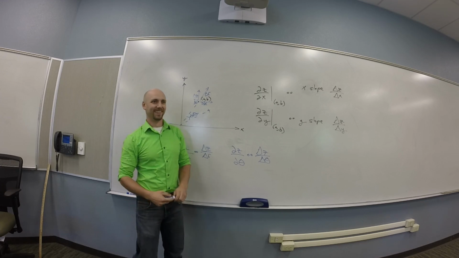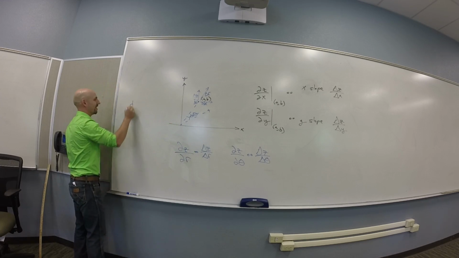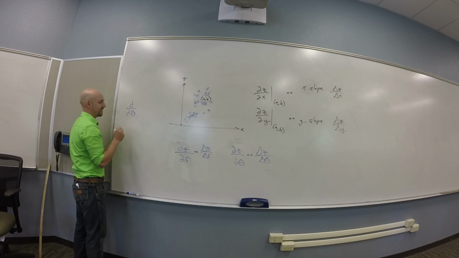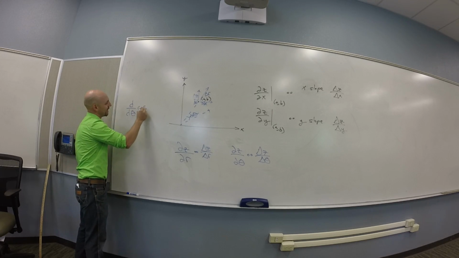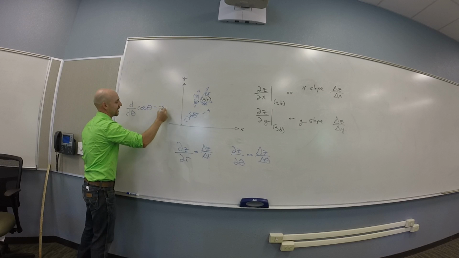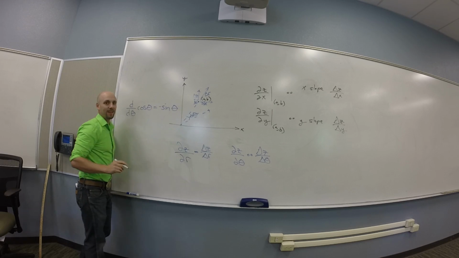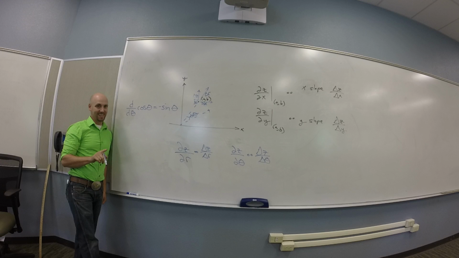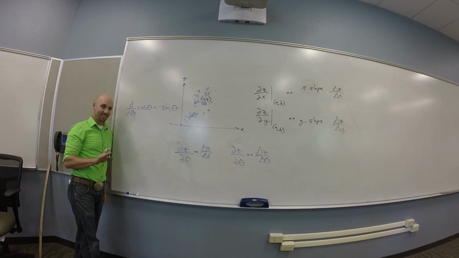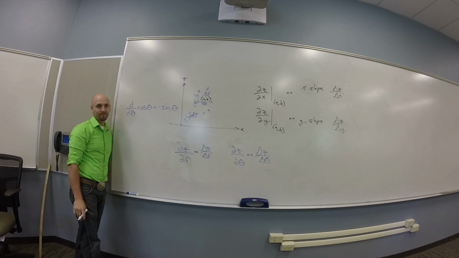Didn't know that? No, I found out in California. Yeah, so when you do d/dtheta of cosine theta, and you say that's minus sine theta, this has to be in radians. It does not work in degrees. There's a conversion factor of 180 over pi that has to be in there somewhere.